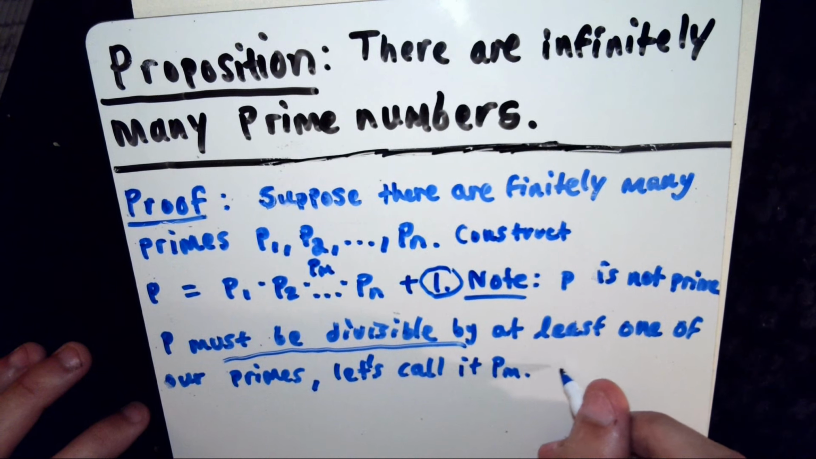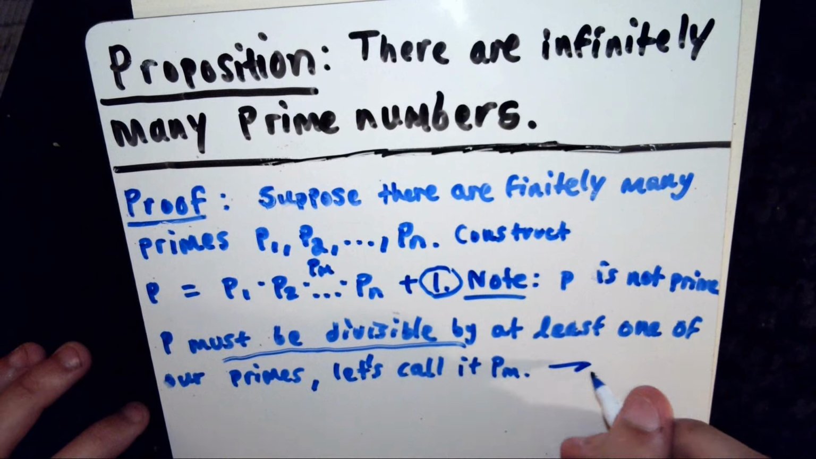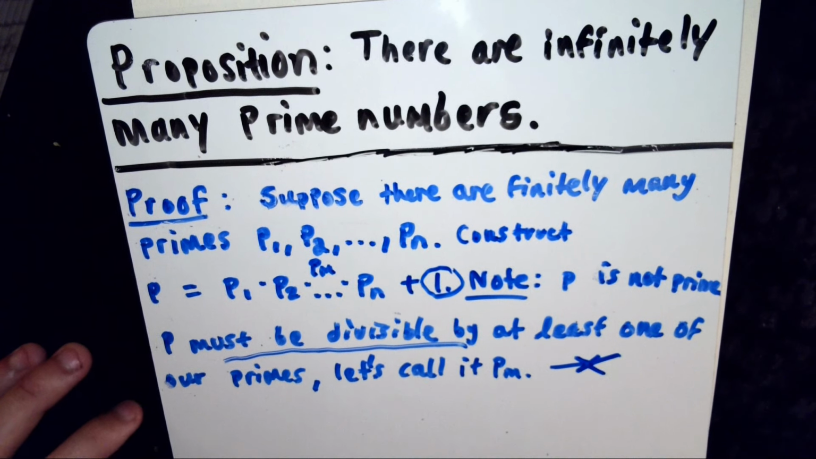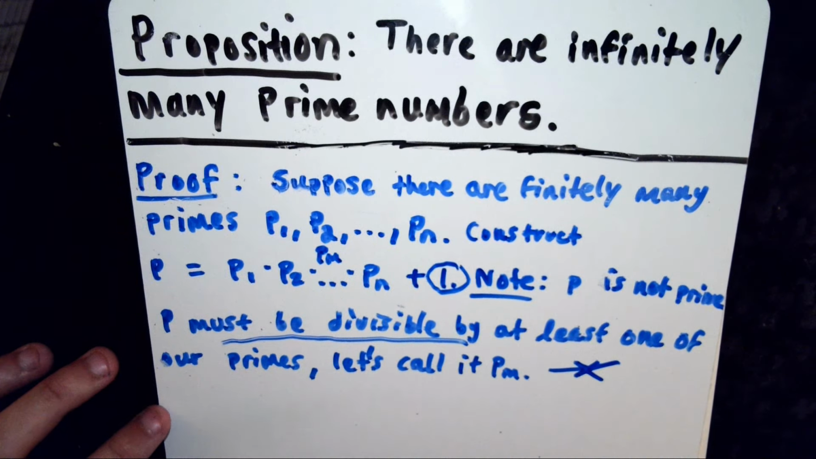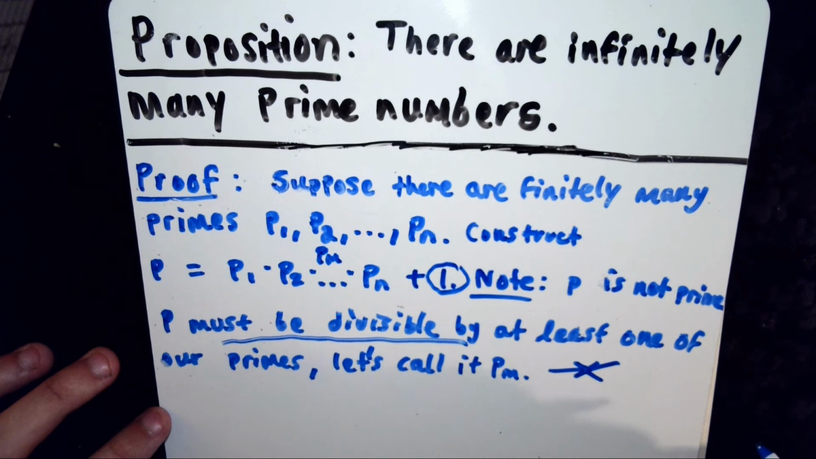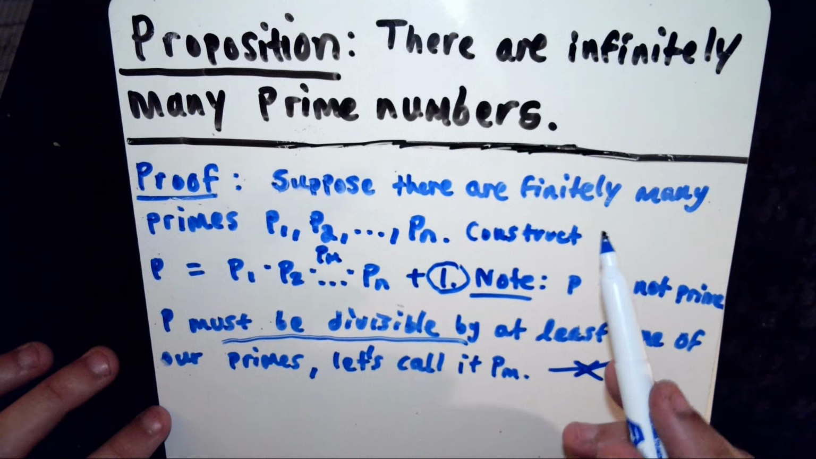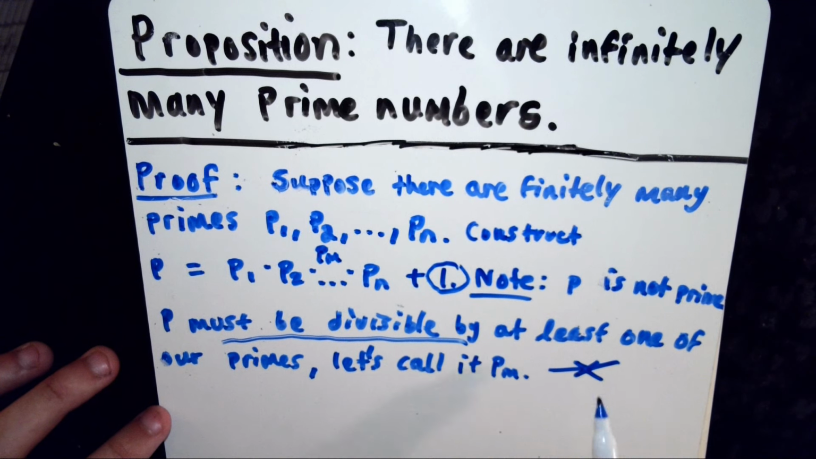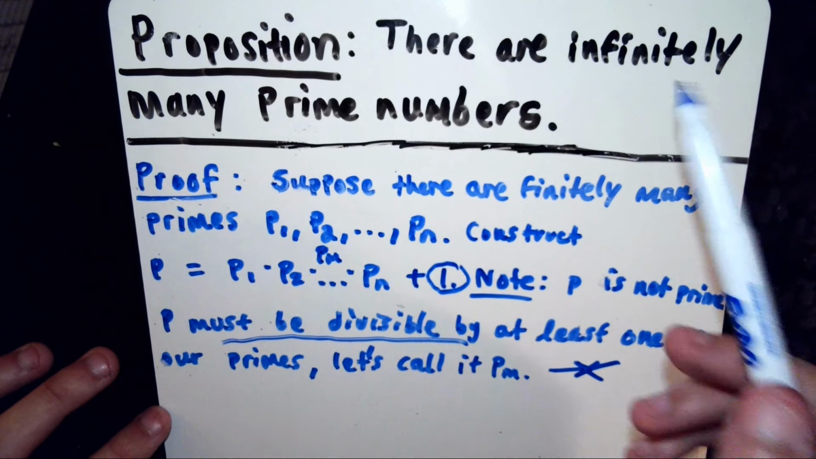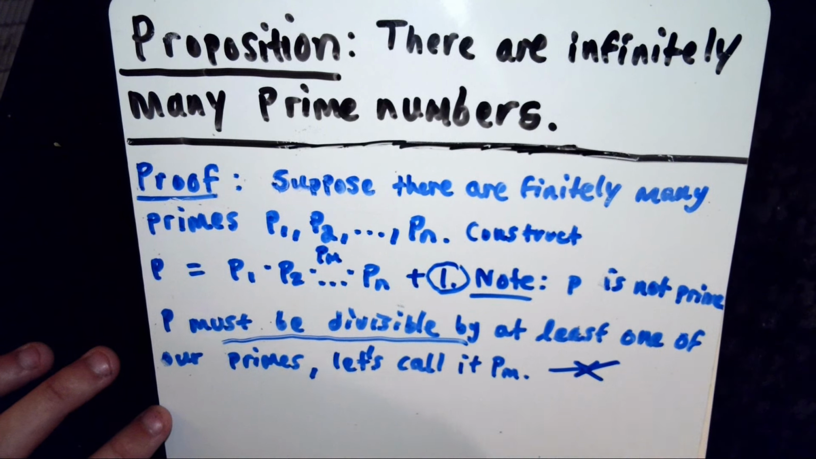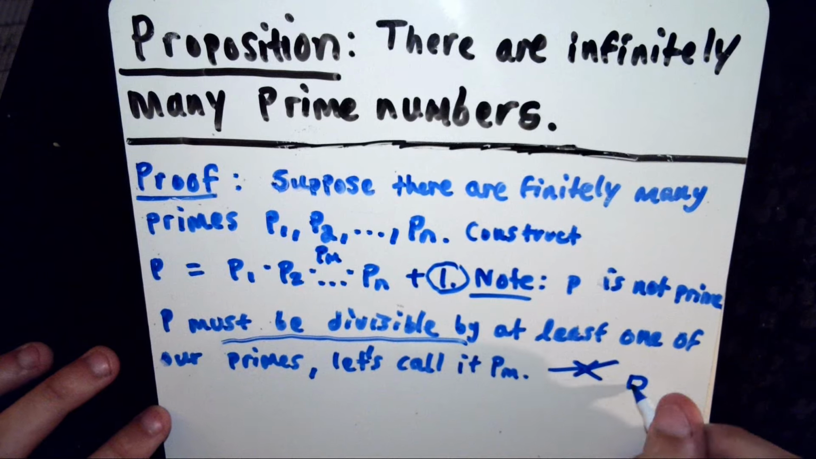So usually people note that with these arrows pointing at each other like this. That means that we have a contradiction. And because we assumed there were finitely many primes and we arrived at this contradiction, it must be the case that there are, in fact, infinitely many prime numbers. So that is the end of the proof.